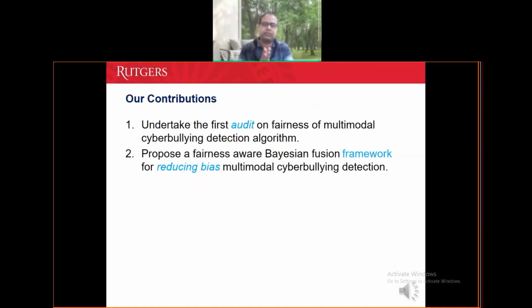So our contributions for this work: first, we are the first group, as far as we know, to audit this application space of multimodal cyberbullying detection. We are not aware of any other work which has tried to study this question, that when you do multimodal cyberbullying detection, how are different sections of the society affected? For instance, men versus women. The next thing we do is we propose a fairness-aware framework. Specifically, it's a Bayesian fusion framework for reducing bias. That's our goal. So the delta, if it was 90%, our hope is that we shrink it down to like 1%, or as close to zero as we can.